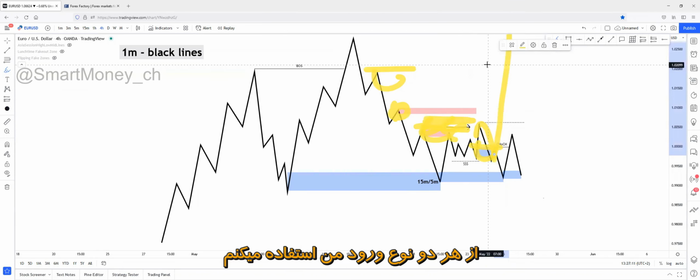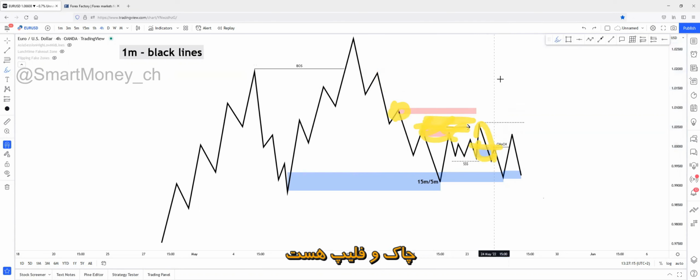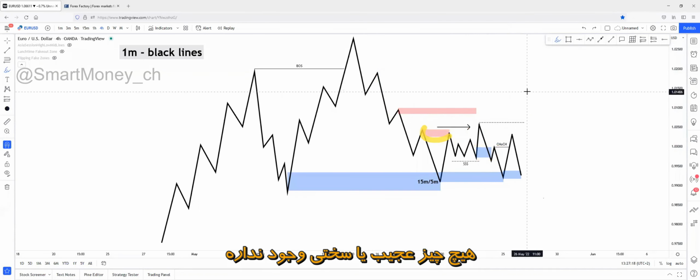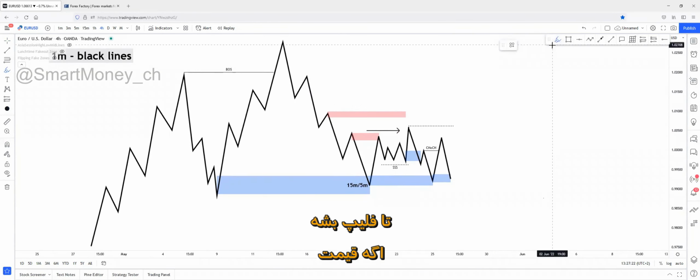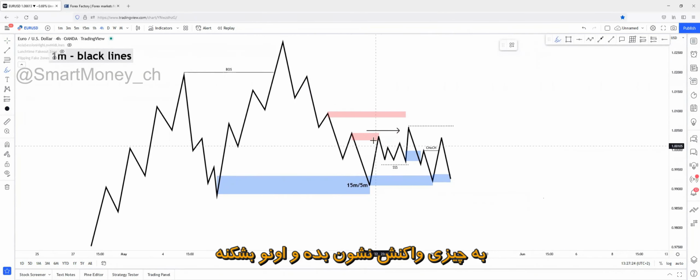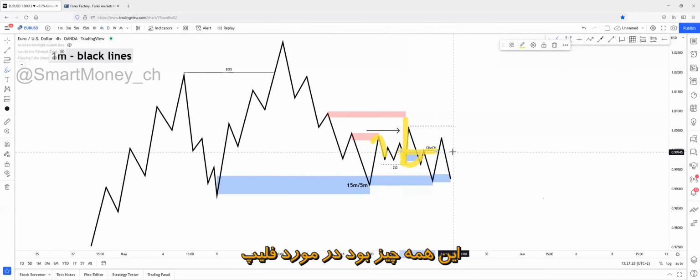Both of the entry types I use, and basically that's all about change of characters and flips. There's nothing strange or hard about these flips. Basically, a flip has to react on something to become a flip. If price reacts on something and breaks above that something, there will be a flip zone. That's all about the flips. That's all about the change of characters. There's nothing more to overcomplicate about these things.